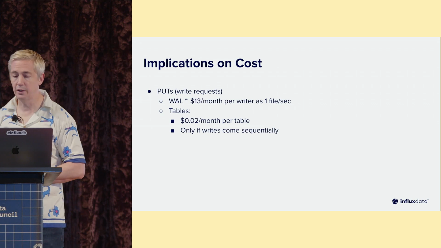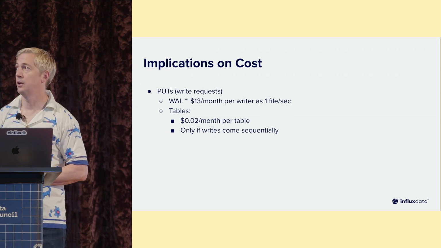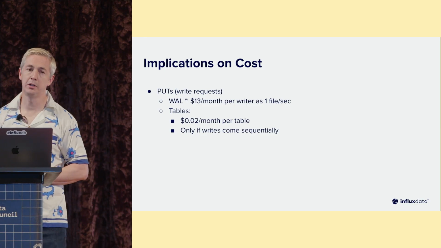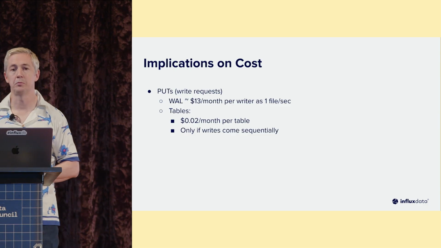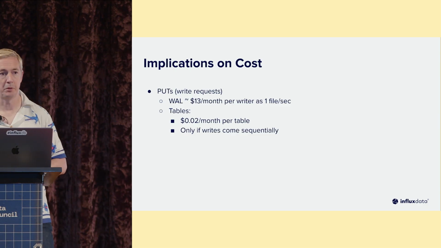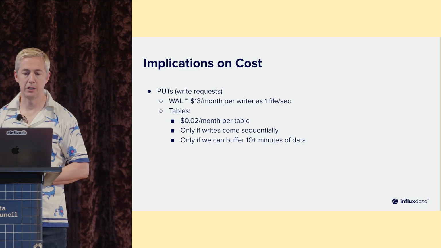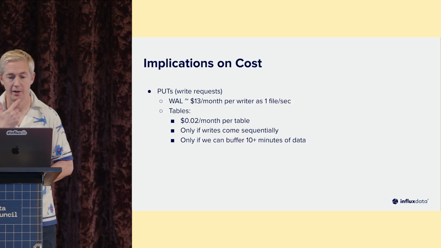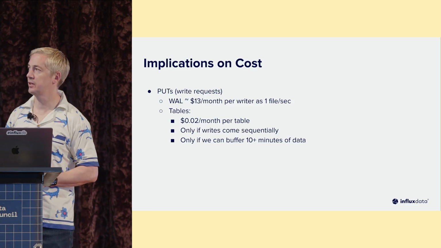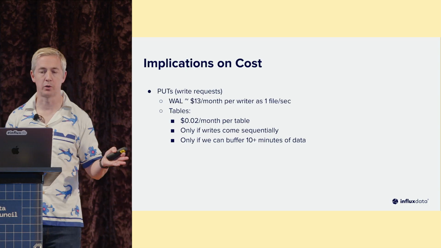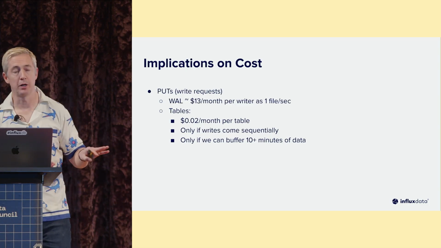But again, that's only if the writes come sequentially. One of the other tricky things for us is it's very common for people to have thousands, tens of thousands, I've seen hundreds of thousands of tables in schemas for people who use InfluxDB, which would quickly get unmanageable in terms of expense. But we have a plan, which I'll talk about. And ultimately, all of this is only if we can actually buffer 10 minutes' worth of data without having to flush it out to object storage because of memory pressure, right?